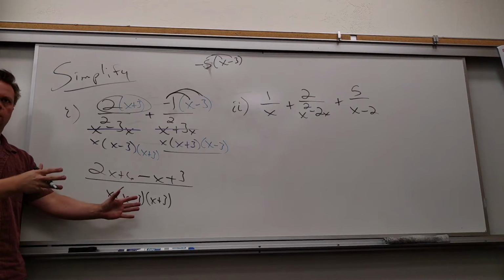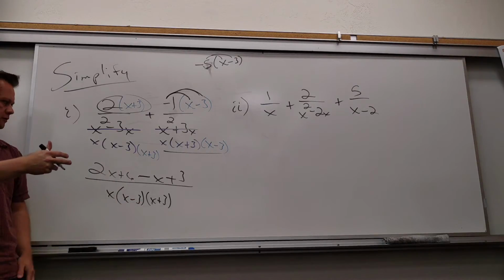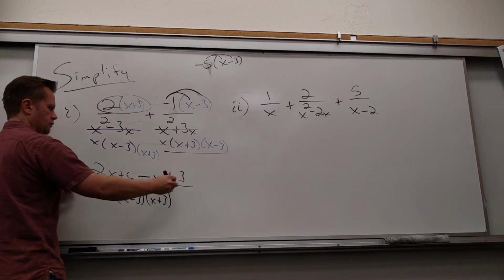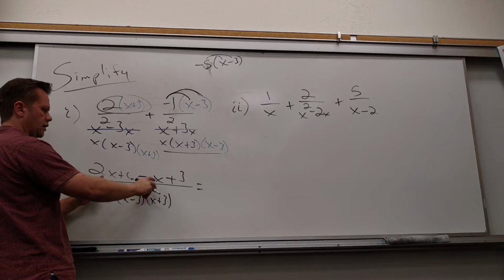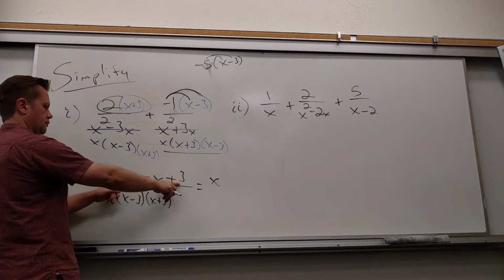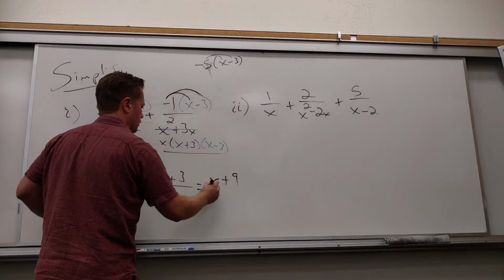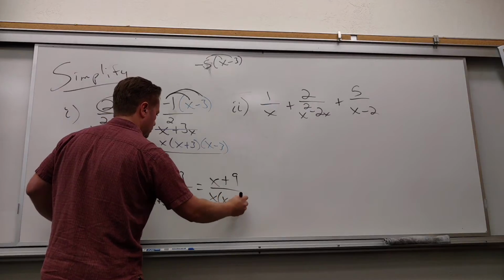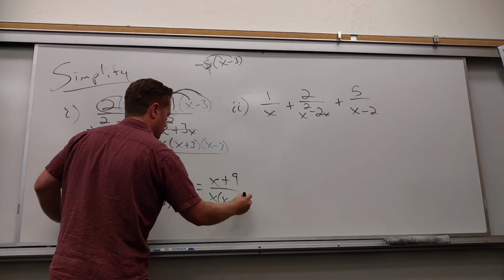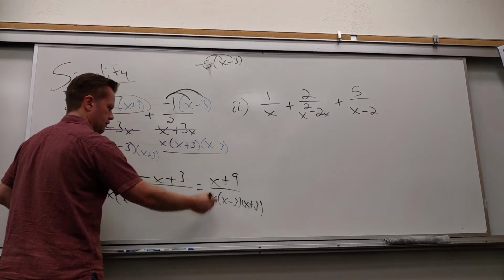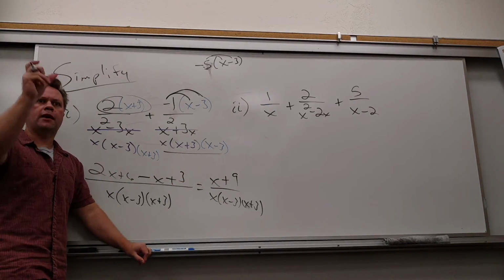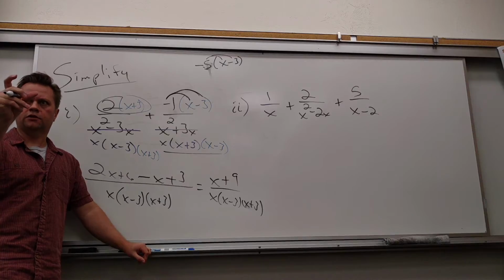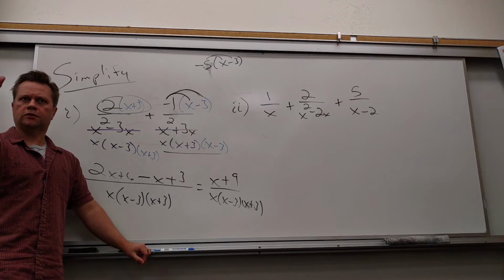And now, what's the next thing I do? What do I get here? Like terms: x plus 9 over x, x minus 3, x plus 3. So does anything cancel? Can I kill these x's? No, good. Because what's the top half? One term, x plus 9.